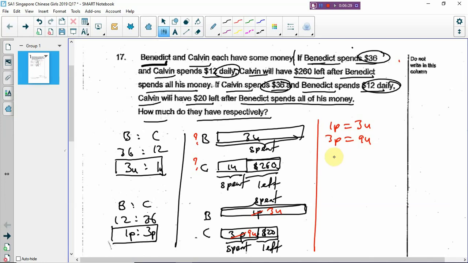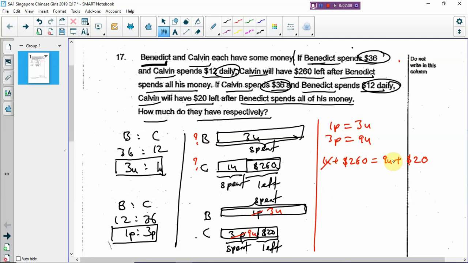And you can see that Kelvin has 1 unit and $260, which is also the same as, look at the model below, which is also Kelvin. That will be equal to 9 units plus $20, right? So 9 units plus 20. Okay, so let's put down something like this. So 1 unit plus $260 is equal to 9 units plus $20. And how do you continue from here?